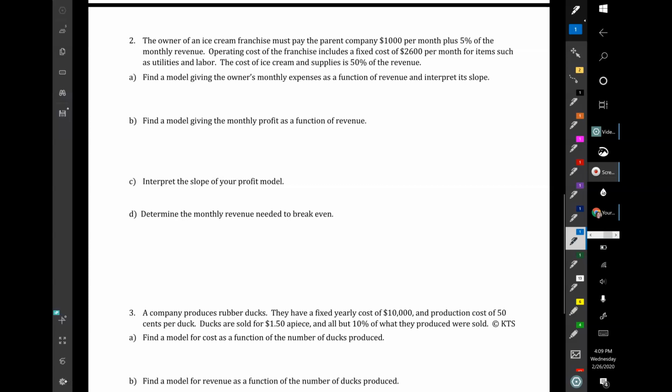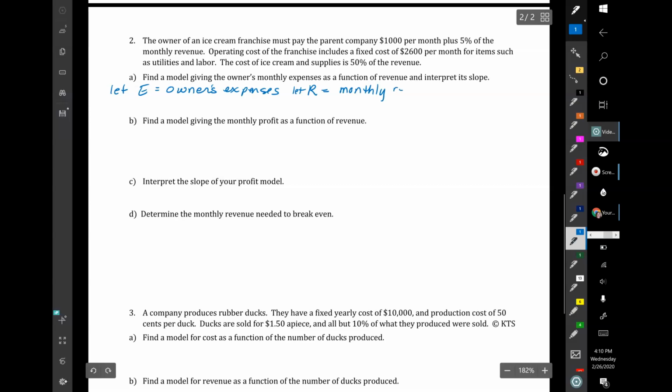Find a model giving the owner's monthly expenses as a function of revenue and interpret its slope. So let E equal the owner's expenses. I'm going to let R equal the monthly revenue, and that's in dollars. Now we have to figure out a model and how that will work.